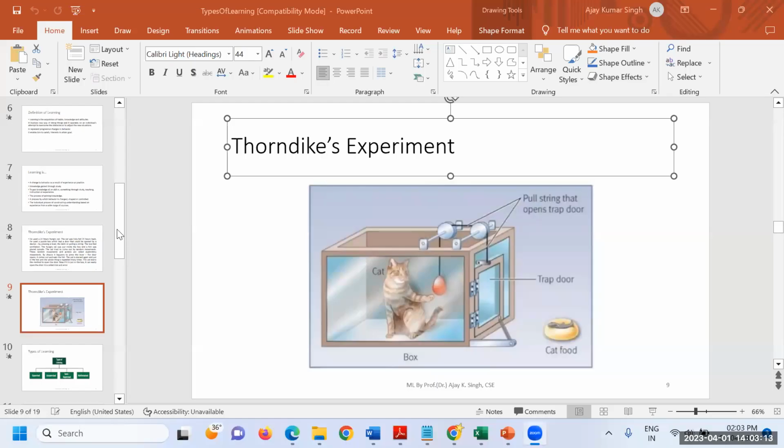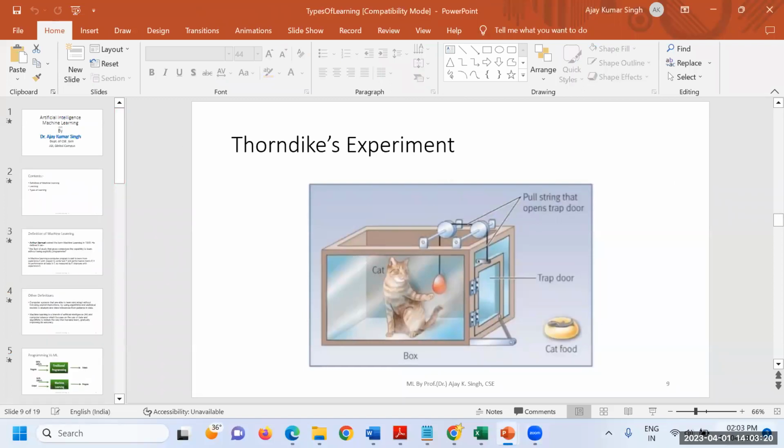Let me share my screen. The host disabled participant screen sharing. It says I am unable to share this. Ajay sir, you can share now. I want to share the screen. It's enabled. Okay, sir. I think my screen is visible. Yes, sir. Fine.